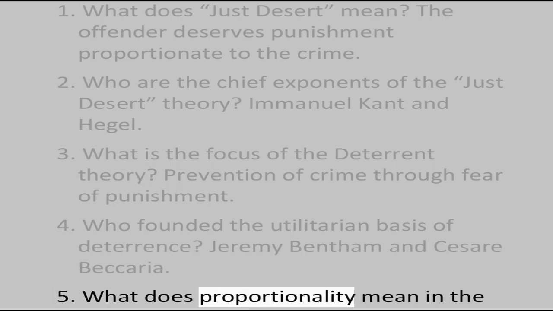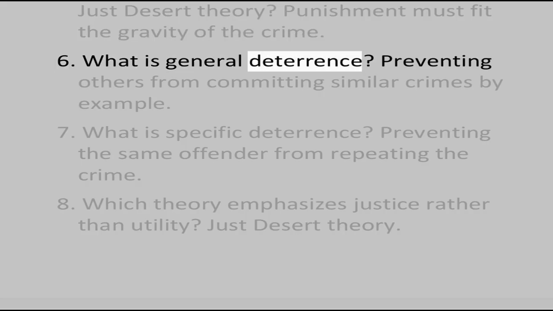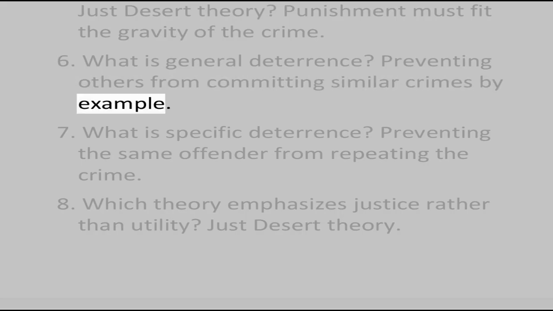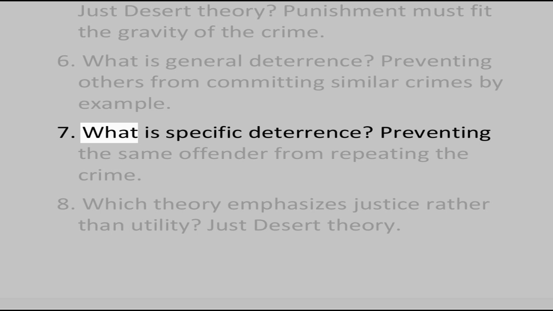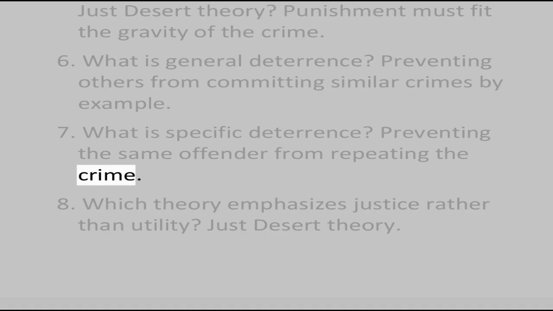5. What does proportionality mean in the just desert theory? Punishment must fit the gravity of the crime. 6. What is general deterrence? Preventing others from committing similar crimes by example. 7. What is specific deterrence? Preventing the same offender from repeating the crime.